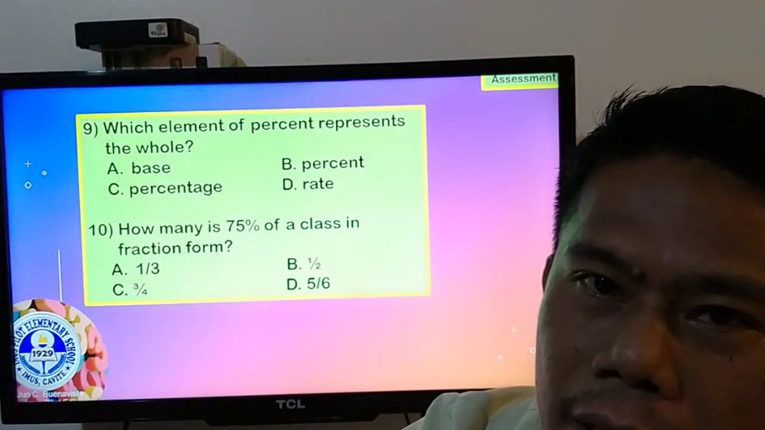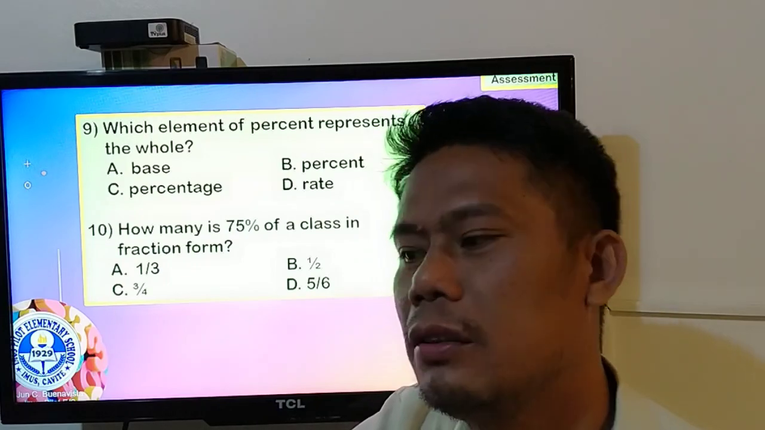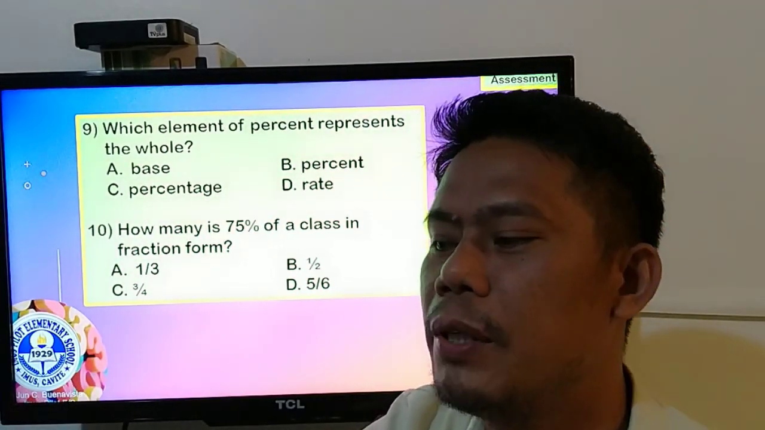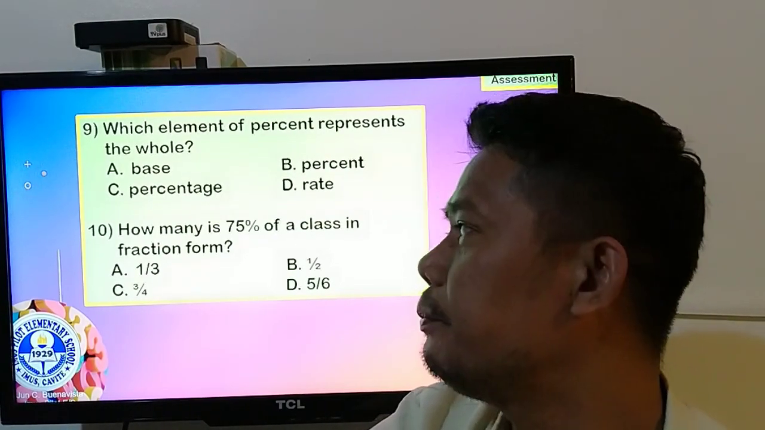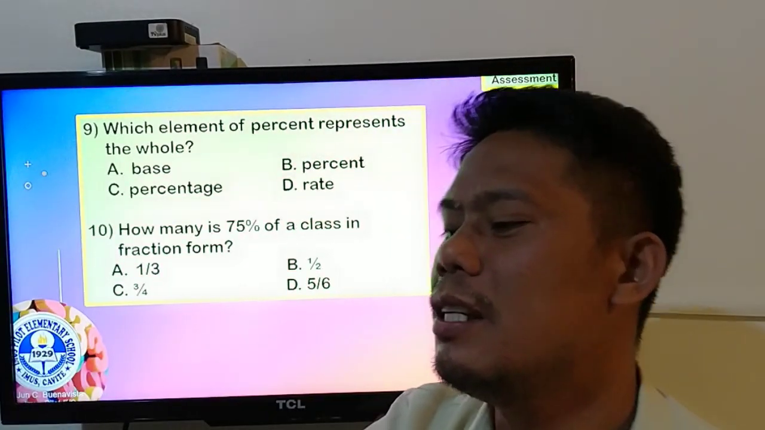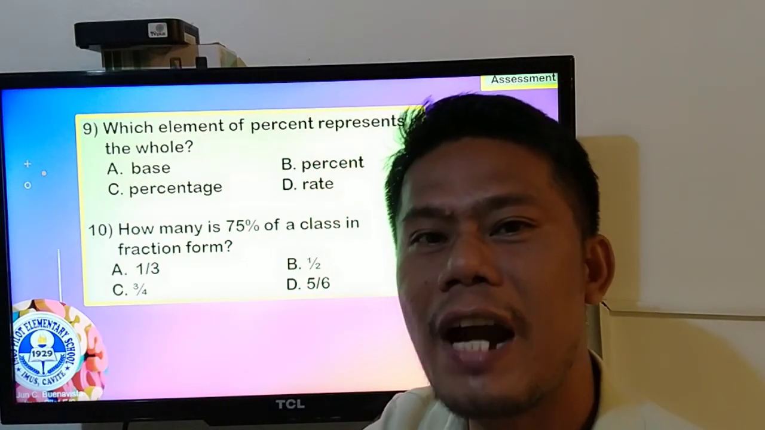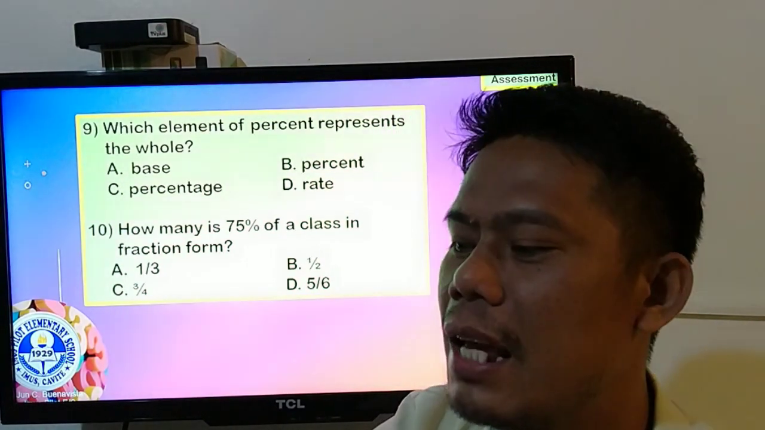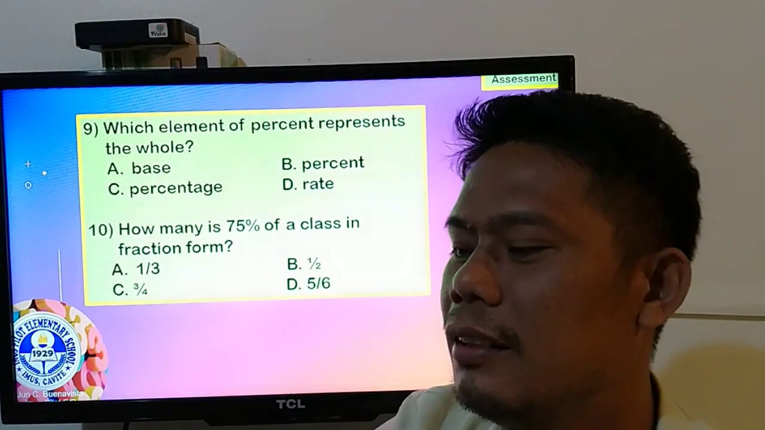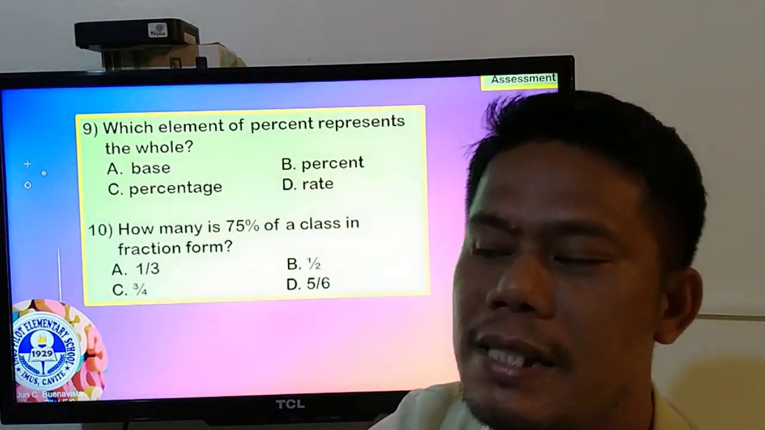Alright, let's go now to number 9. Which element of percent represents the whole? A. Base, B. Percent, C. Percentage, D. Rate. And the last one, how many is 75% of a class in fraction form? A. 1/3, B. 1/2, C. 3/4, D. 5/6.